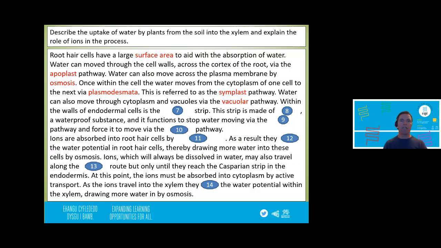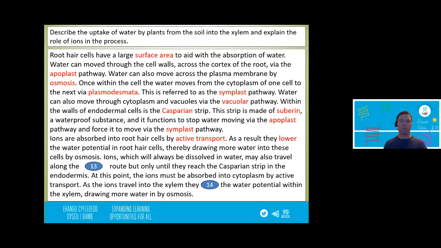Within the walls of the endodermal cells, key stuff here is the Casparian strip. The strip is made of suberin, key term there, a waterproof substance, and it functions to stop water moving via the apoplast pathway and then force it to move via the symplast pathway. Ions are absorbed into the root hair cells by active transport, so we need to keep that in mind as well. As a result, they lower the water potential in root hair cells, and that means they're going to draw more water into these cells by osmosis.